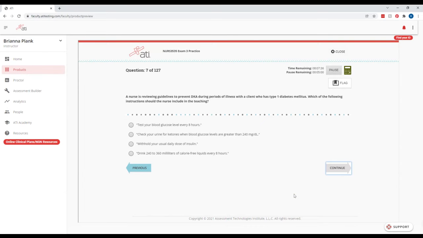Okay, we are reviewing guidelines to prevent DKA when our type 1 diabetes patient is ill. What do we want to include in our teaching?